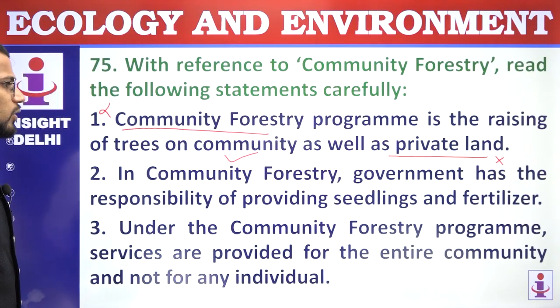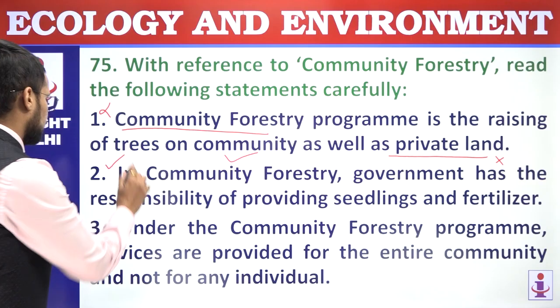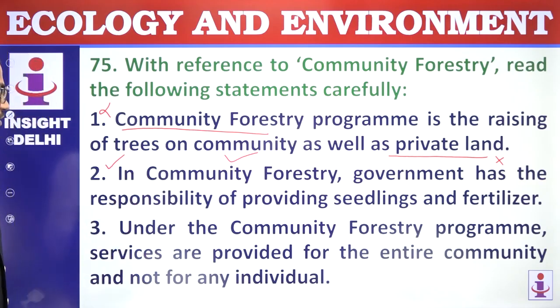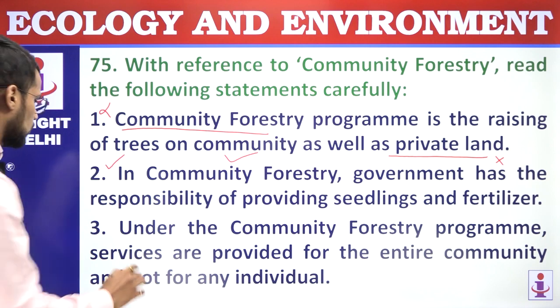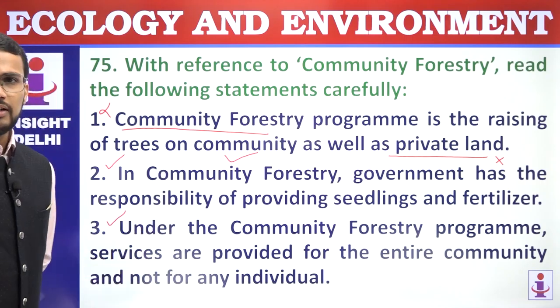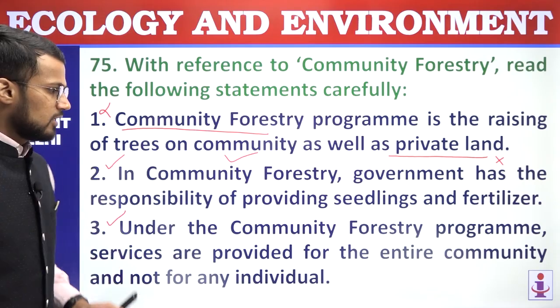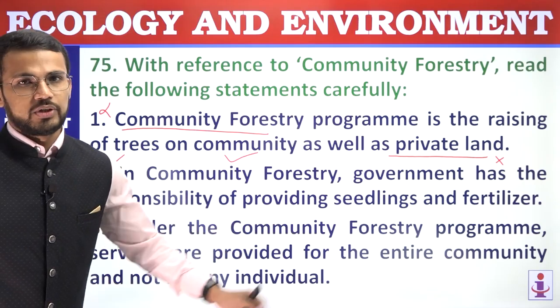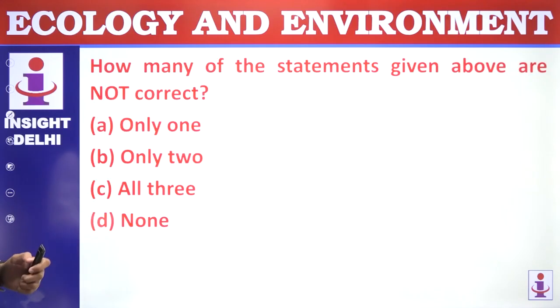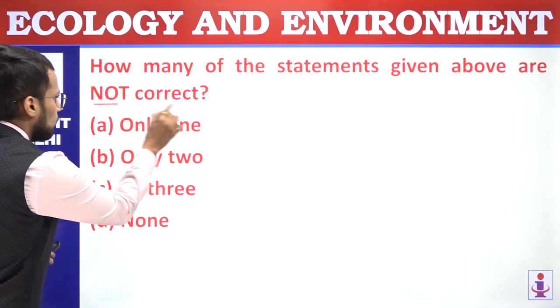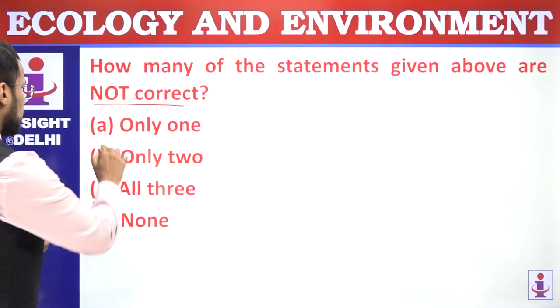Second, in community forestry, government has the responsibility of providing seedlings and fertilizers. Correct statement. Third, under the community forestry programs, services are provided for the entire community and not for any individual, right? So this is also a correct statement regarding community forestry, because as the forest is grown on community land, services are for the entire community. Answer is 2 and 3. So we are supposed to find out how many are not correct. So only 1 is not correct. Answer is A.